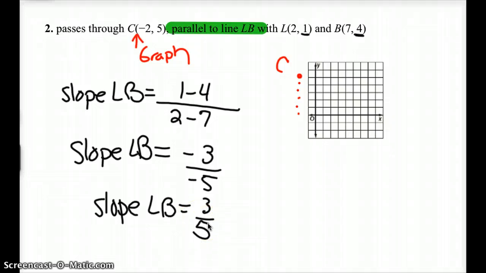So now I'm going to come off of C and I'm going to go up 3. And again, I apologize, I just slapped the graph on without realizing it wasn't going to be able to graph it. So grin and bear it here, up 3, 1, 2, 3, and then over 5, 1, 2, 3, 4, 5, and connect them. And make sure you have your arrows.